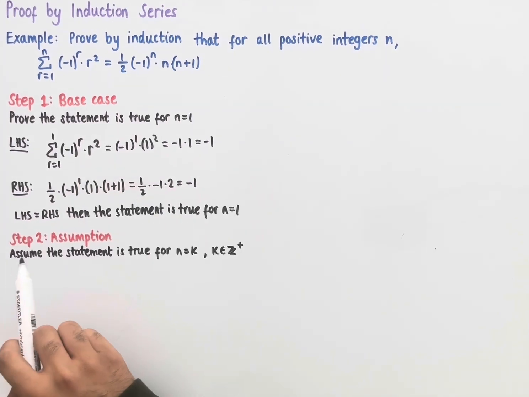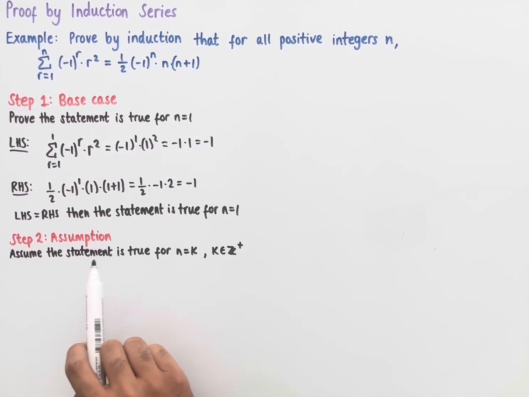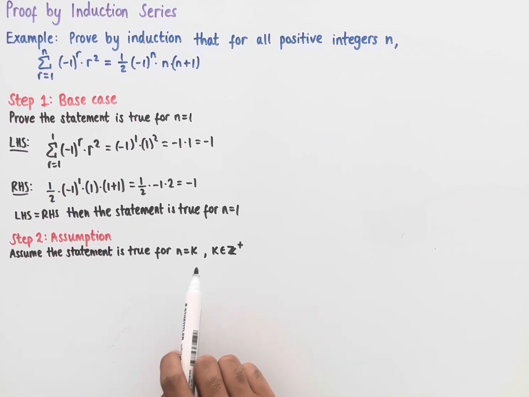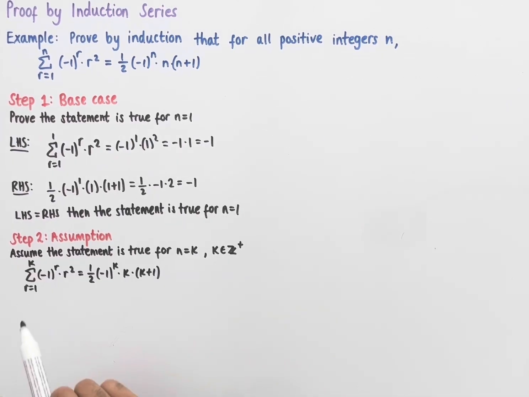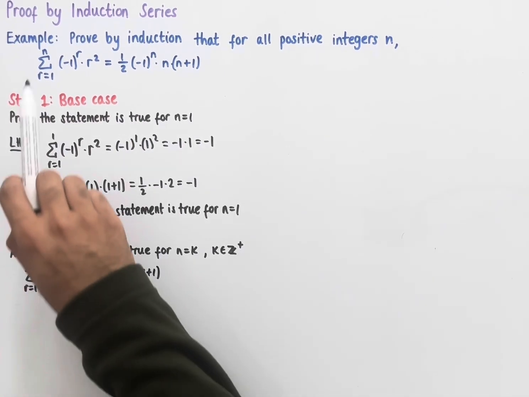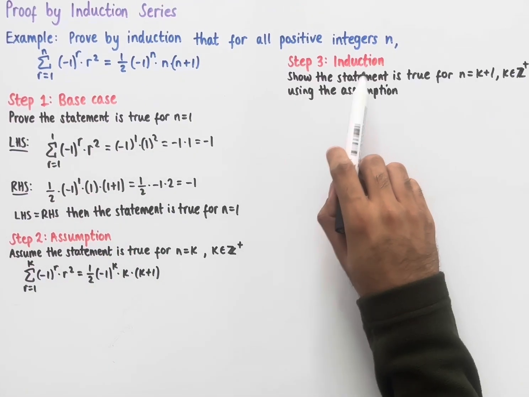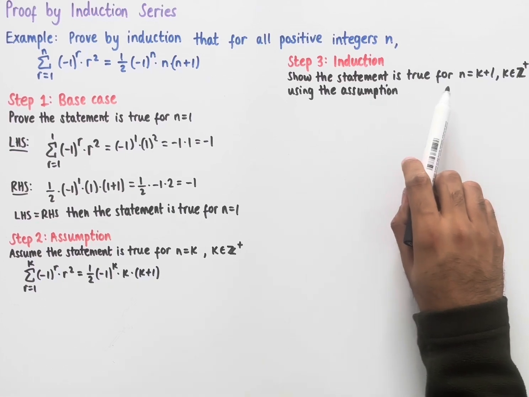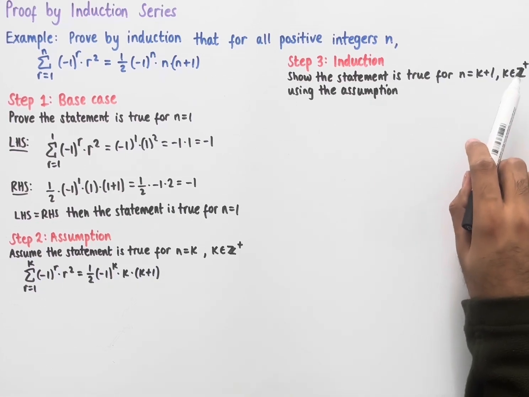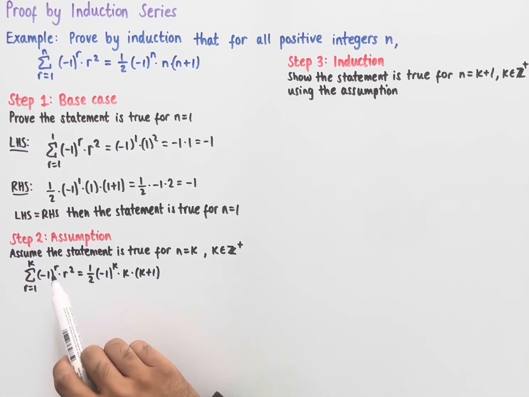Now step 2 is our assumption, which is to assume the statement is true for n equals k, where k is some positive integer. In other words, all we've done is replaced n with k, and now we're assuming that this is true. Step 3 is the induction, which is to show the statement is true for n equals k plus 1, where k is some positive integer, using the assumption in step 2.